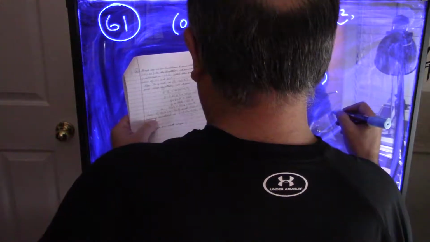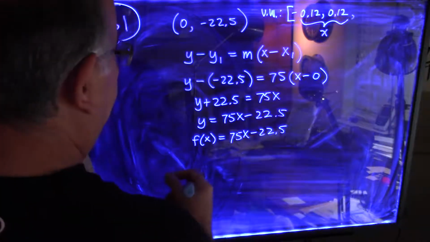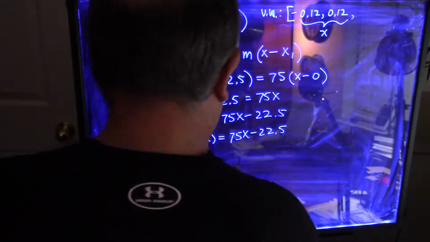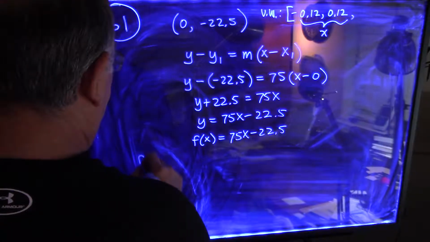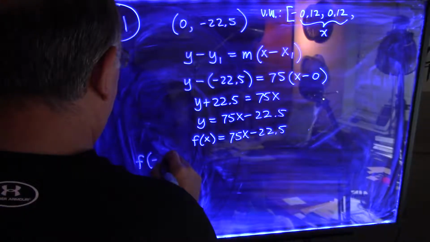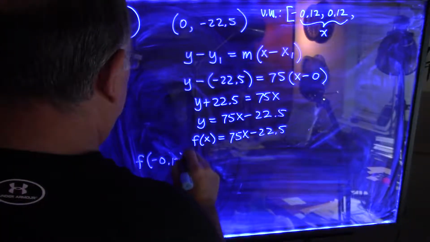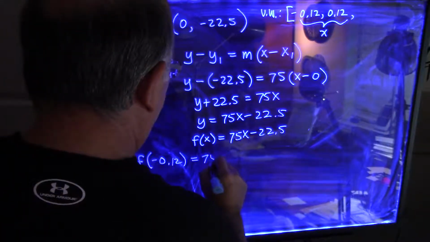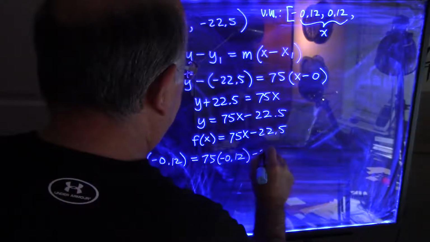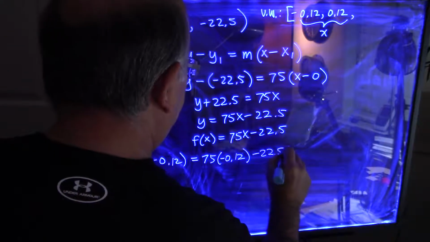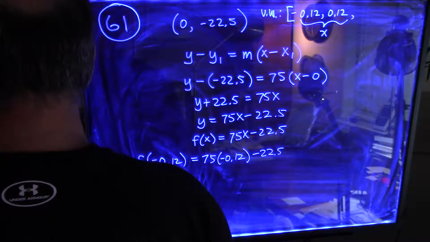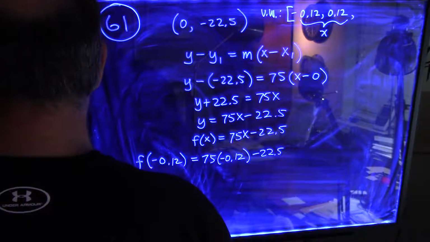And now, what about the y coordinates? Well, you need the function values for these two x coordinates. That'll give you the y values. So what's f of negative 0.12? That equals 75 times negative 0.12 minus 22.5, and that equals negative 31.5.